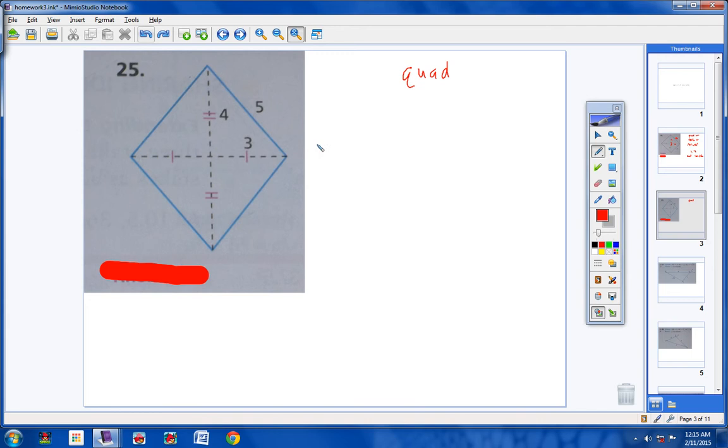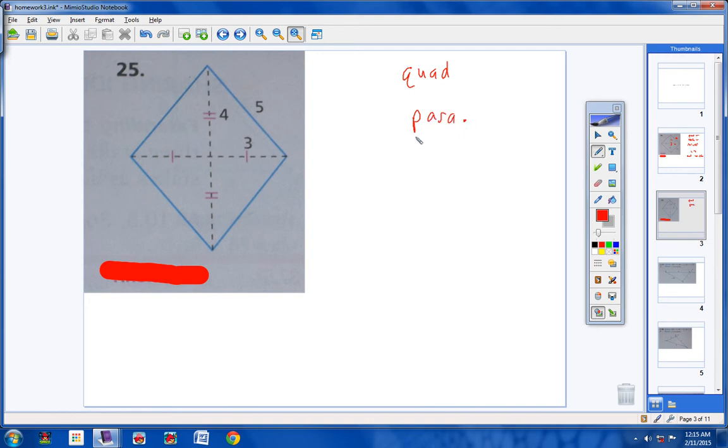What did we learn? We learned 5 ways to prove that a quadrilateral is a parallelogram. If both sets of opposite sides are congruent, if both sets of opposite angles are congruent, if both sets of opposite sides are parallel, if one angle is supplementary to both of its consecutive angles, and then lastly, if the diagonals bisect each other. So these diagonals bisect each other, so I know that I have a parallelogram.